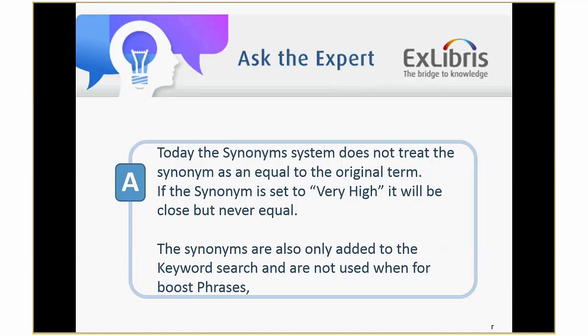I want to also explain a bit about the synonyms in itself, how they work. The synonyms are also only added in the keyword search and not used when boosting phrases. And what do I mean here? Synonyms are per word. That's how we use them. That's how Primo uses it.